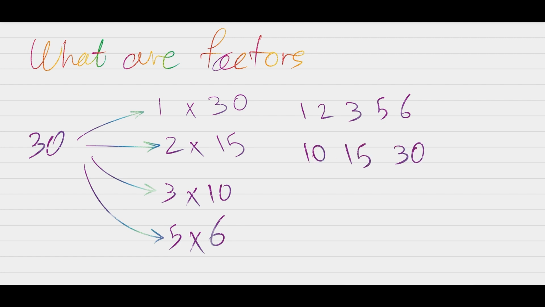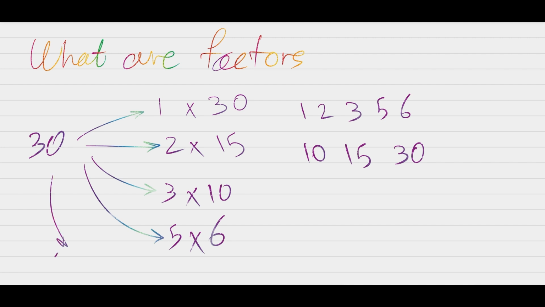Some important things you need to know: first, every whole number will always have at least two factors, one and itself. Second, factors are always whole numbers. This means no decimals, no fractions, and no remainders.